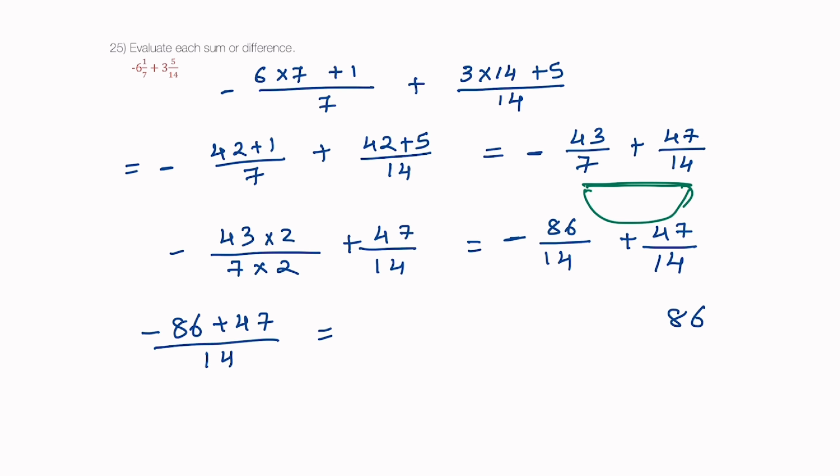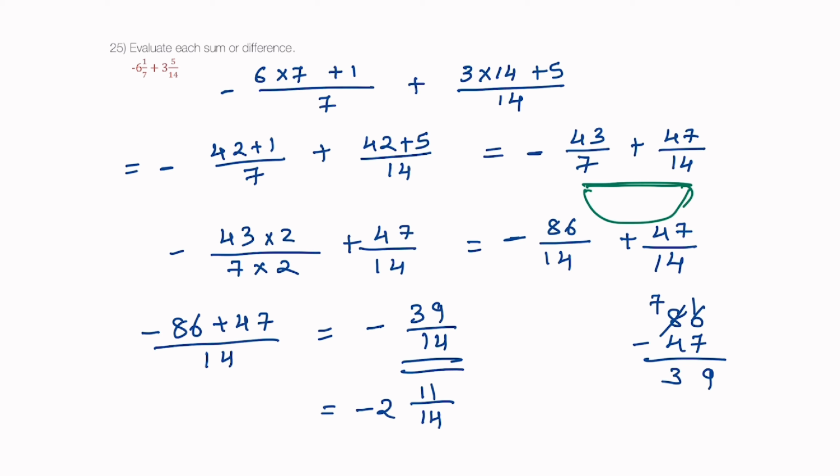You want to do it here? 86 minus 47. 8, 7 here, 1. That's 9, and that's 3. So it's minus 39 over 14. And if you want to convert back to a mixed number, 14 times 2 is 28. 28 to 39 is 11 then. And 14 here. That's the answer. That's how you can convert back to a mixed number.